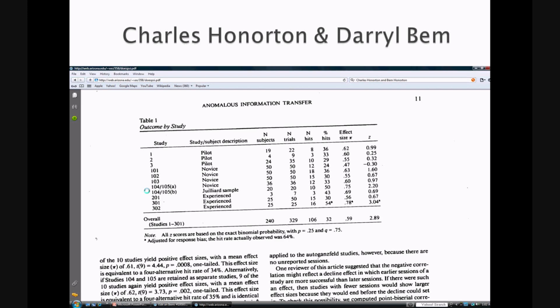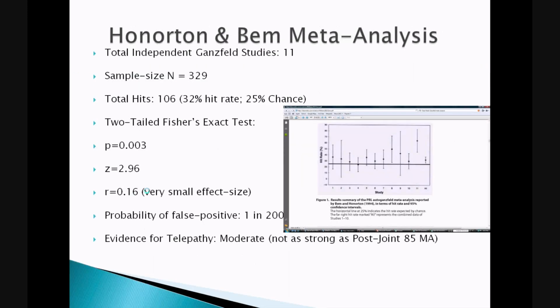The meta-study included 3 pilot and 8 formal studies. 5 of the formal studies used first-time participants who serve as the receiver in each session. The remaining 3 studies used experienced participants. If you look at the meta-analysis over here, you can see that there were a total of 11 Ganzfeld studies. The sample size of the 11 studies is actually 329, and the total hits out of 329 trials is 106, and that's a 32% hit rate.